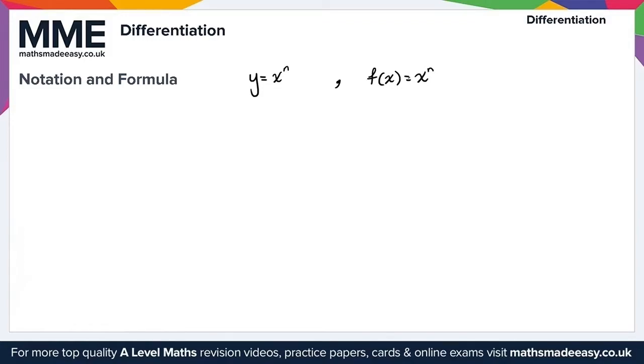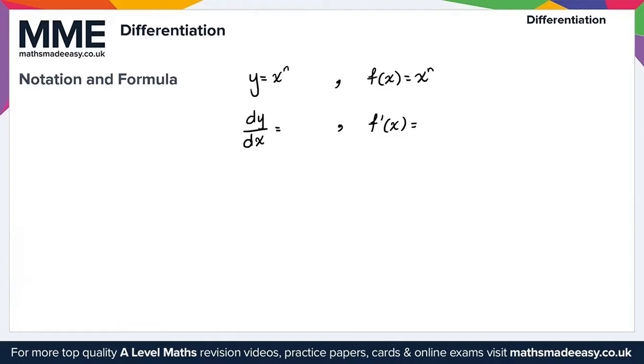Now here, if we want to find the derivative, the way we write this for y equals x to the n would be dy by dx in that case. And we read this as the derivative of y with respect to x. And if we're using function notation here, then again, we read this as f prime of x. So that's how we denote that we have differentiated f of x one time.